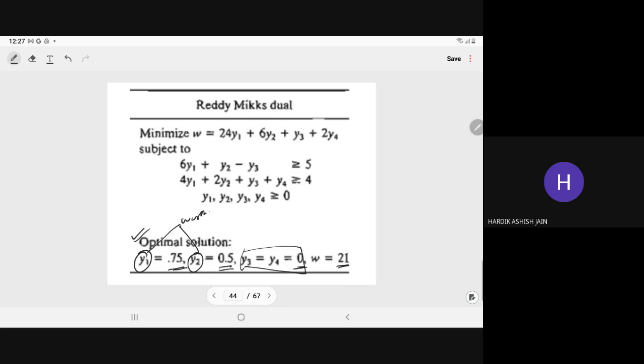So here y1 and y2 represent the worth of the raw materials M1 and M2 in the production of exterior paint and interior paint, with X1 and X2 respectively. The optimal dual solution shows that the dual price, the worth per unit of raw material M1 (resource 1), is y1 = 0.75, that is $750 per ton. That is the worth of material M1. And that of raw material M2 (resource 2) is y2 = 0.5, or $500 per ton.